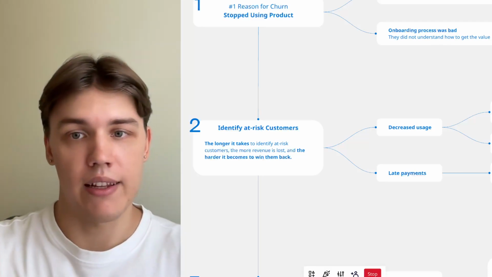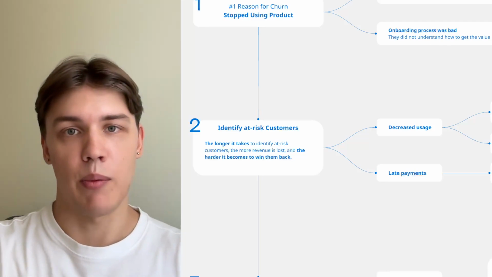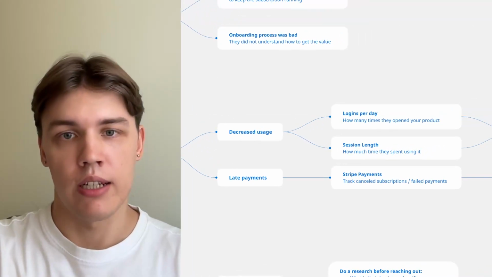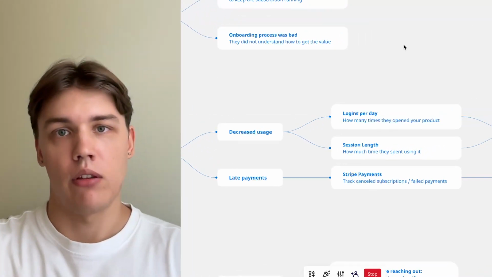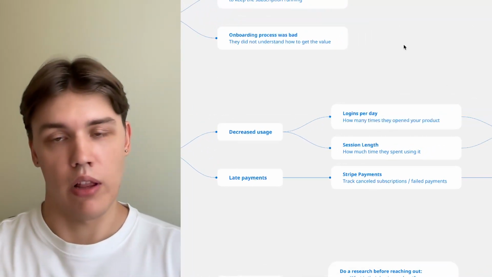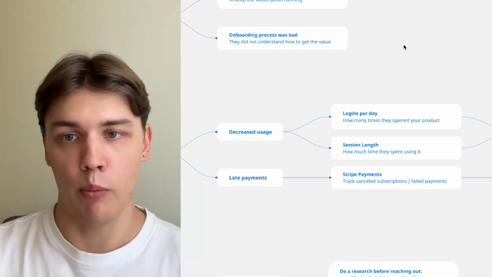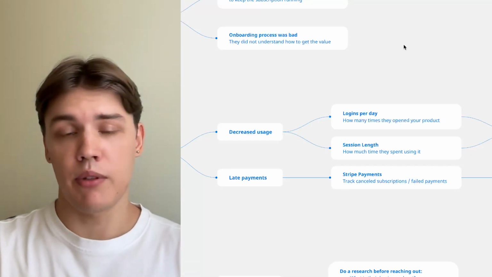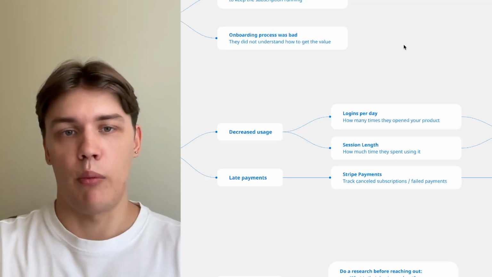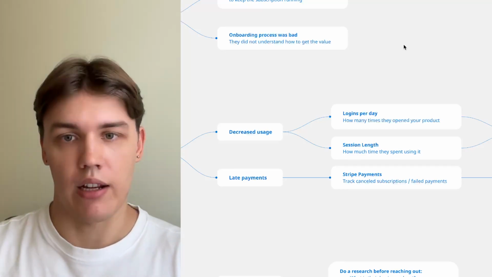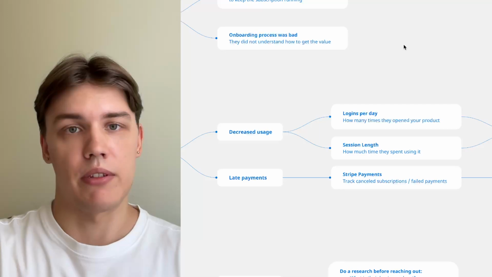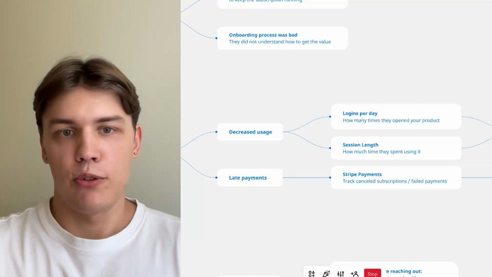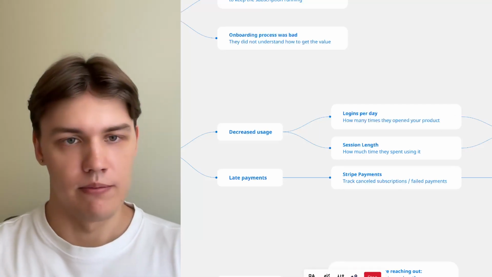There are two common indicators: decreased usage and late payments. How do you track those? Decreased usage can be tracked with logins per day and session length. So how many times they opened your product and how much time they spent using it. Late payments are more straightforward. You probably use Stripe payments, and you can track canceled subscriptions and failed payments. But it wouldn't be so useful to track them manually.